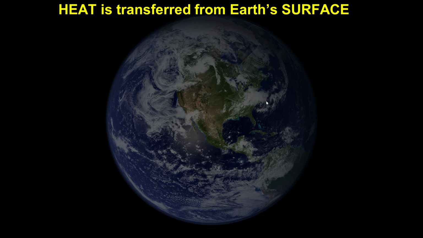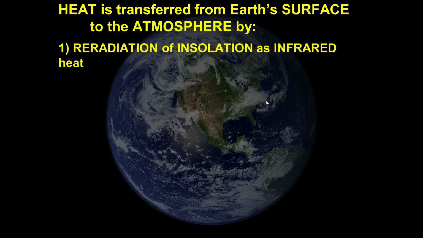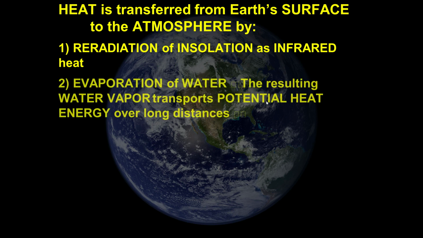Heat is transferred from the Earth's surface to the atmosphere by re-radiation of insolation as infrared heat. So what's that say? Well, there's a lot of big words there. So let's say this again. Heat gets from the Earth back to the atmosphere by re-radiation of the sunlight. We absorb sunlight, the ground gives off heat, and that's what warms up the air.